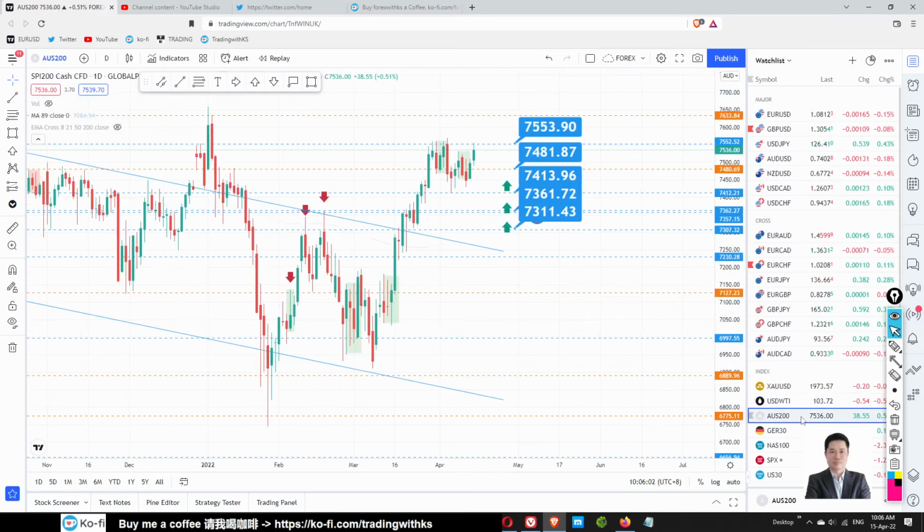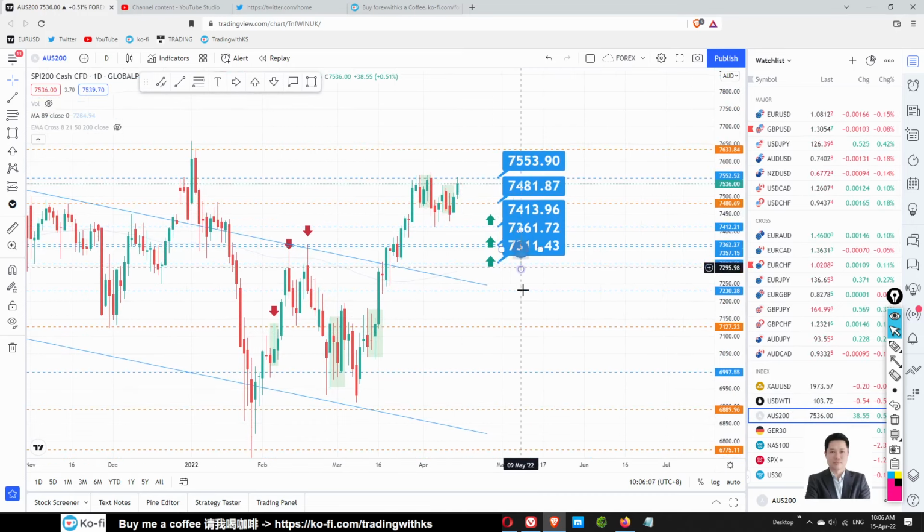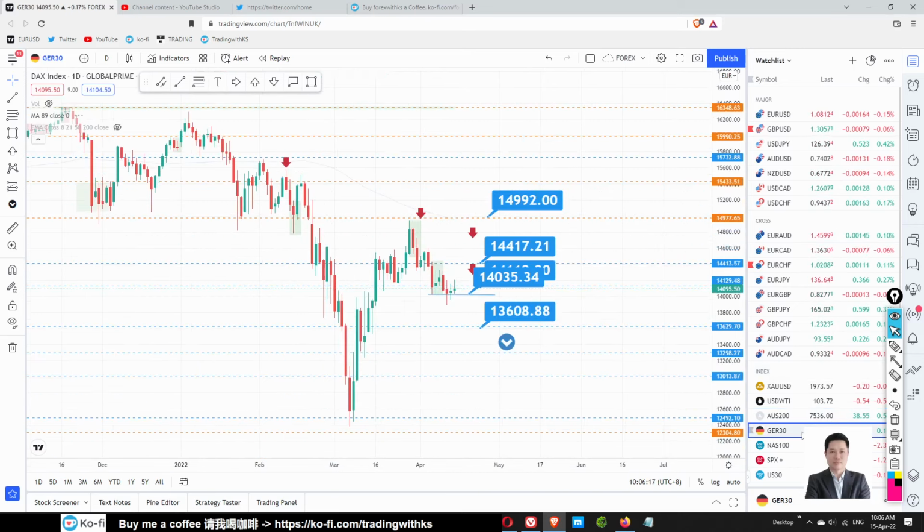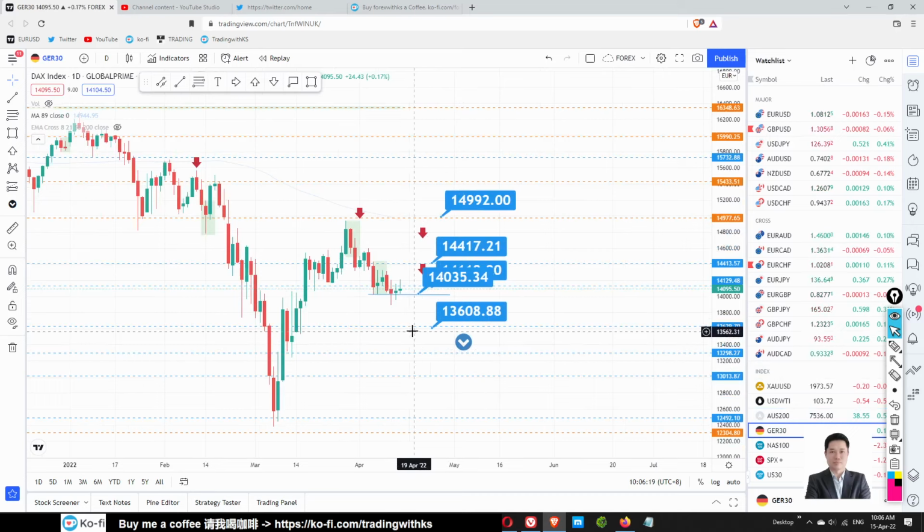AUS SPI. This one continues to go up, but the price is congested over here. So better wait for deeper retracement to buy, 7413, 7361 or 7311. The DAX has been dropping. Possible opportunity to buy. The price went through 14035. After it went through, it is starting to go sideways a bit, but if we open the trade, we continue to hold this trade for target 13608.